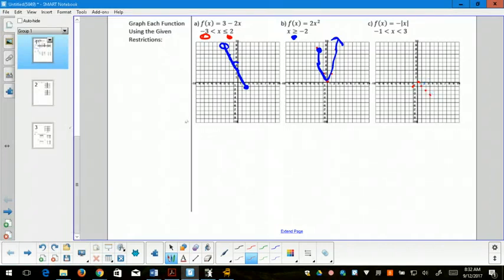Now I have to note on this that I'm going to have an open circle at both of those, at -1 and at 3. So where my x is -1, this should be an open circle, this should be an open circle, and the rest of the graph is connected as normal. So I only have a piece of the overall function.